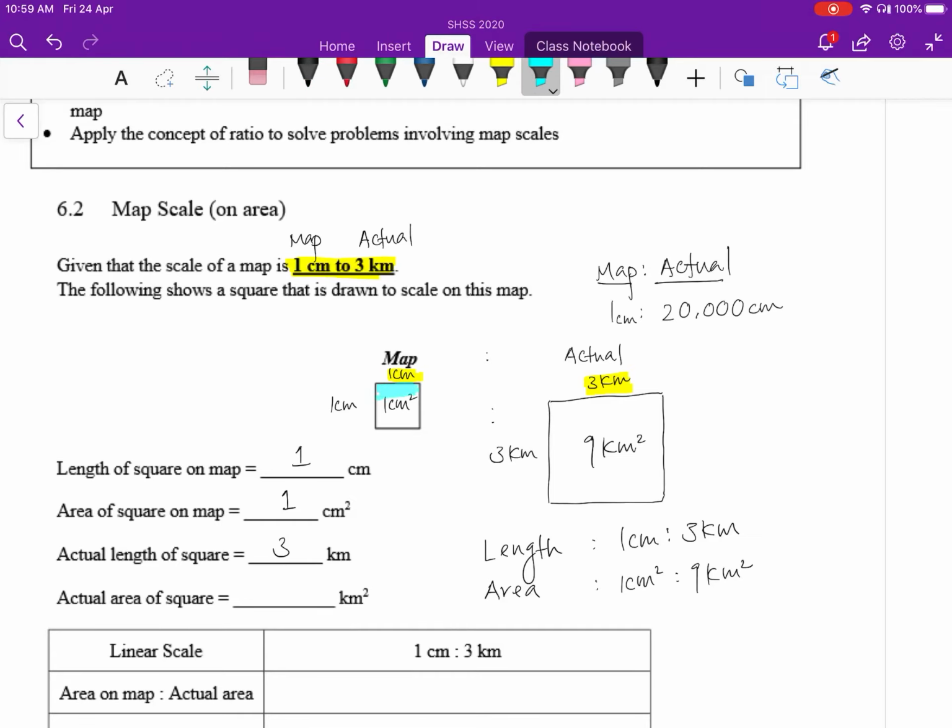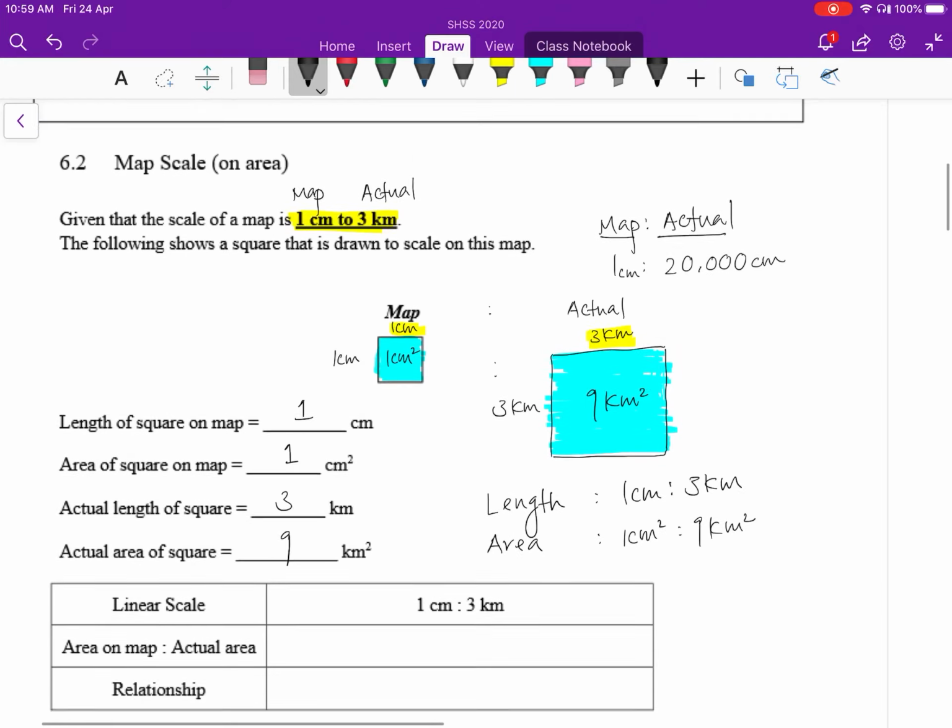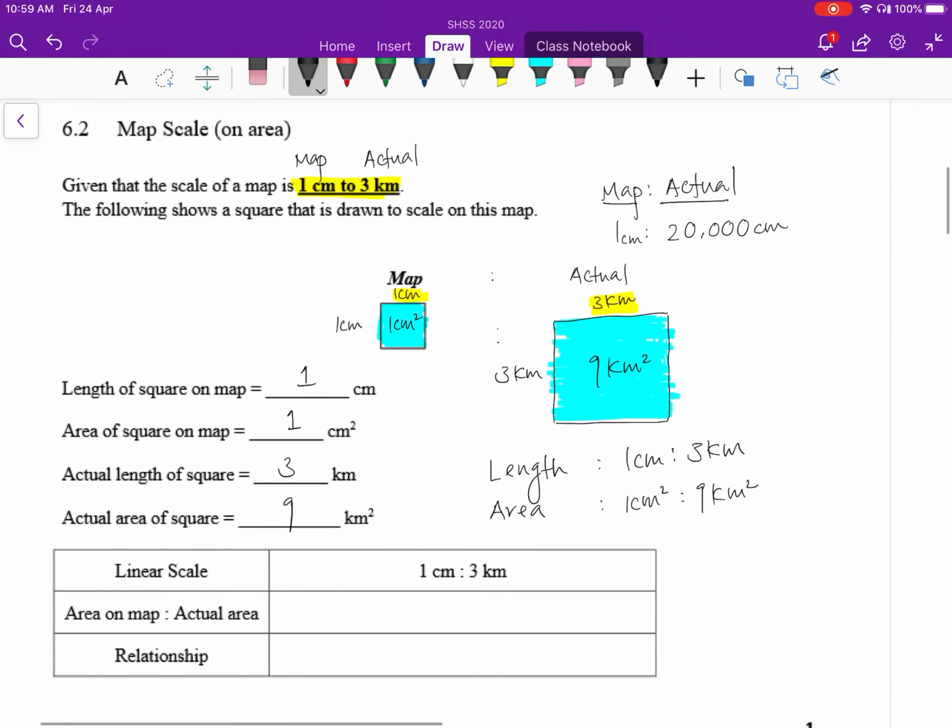This is the area. The blue color highlighted part is the area. This is 1 cm square is to 9 km square. Right, you must acknowledge that length and area are different. Okay, so actual area of the square, let's fill in the notes. It is 9 km square. So 1 cm square is to 9 km square.